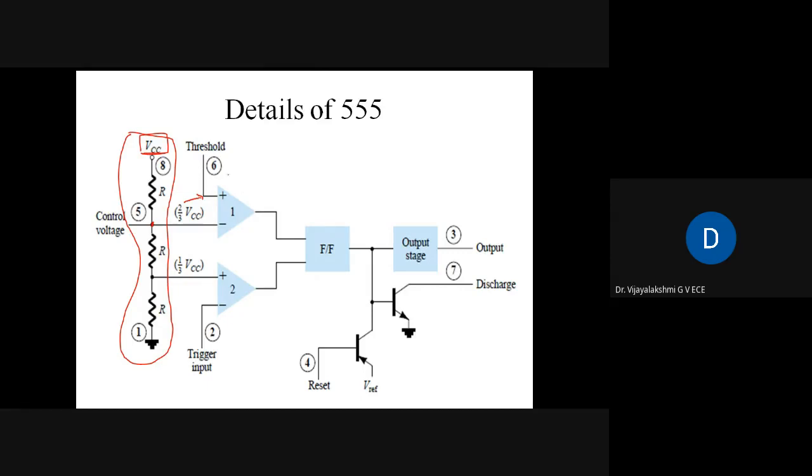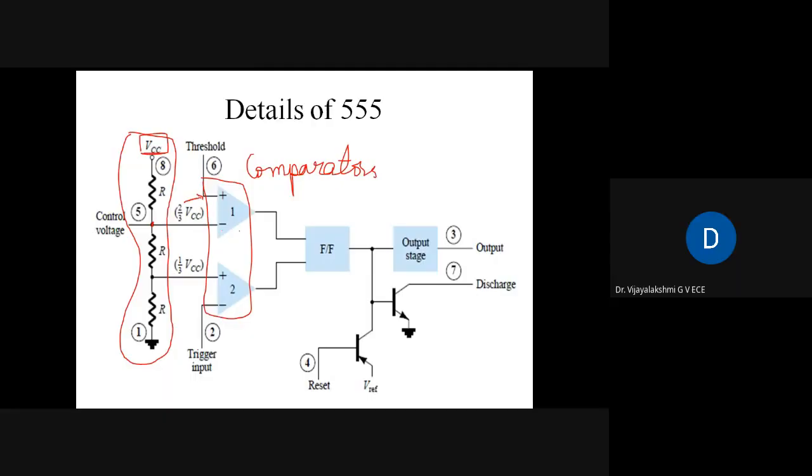Now coming to the second part. In this second part, you have two op amps. Can you see? This is one op amp and this is one op amp. Now how are these op amps acting? They are acting as comparators. You already know, because in applications of op-amps, I've told you about comparators. The op-amp will compare the two voltages we give to the non-inverting terminal and the inverting terminal. So these two op-amps are acting as comparators. The first one we call comparator 1 and the second one comparator 2.